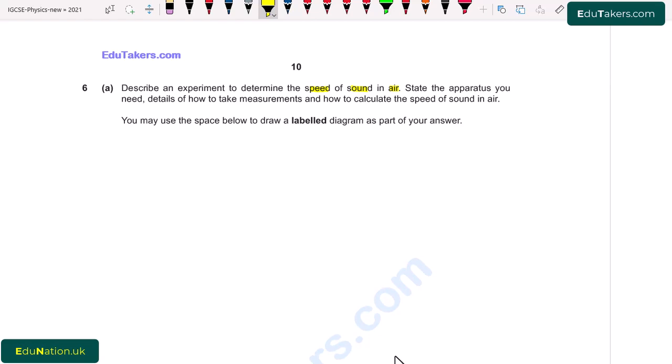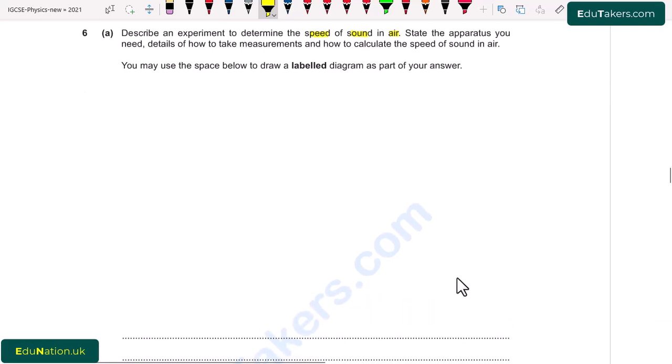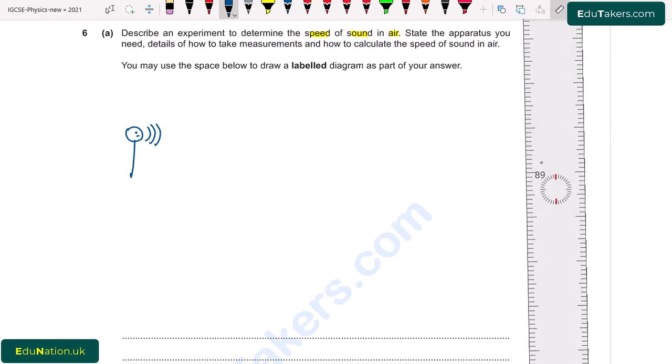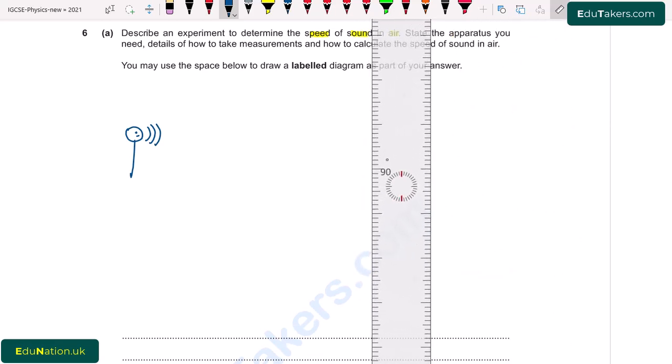So here we have to describe the experiment that is used to calculate the speed of sound in air. For this we need different things. First of all, we have an observer at one end that produces the sound, and there will be a wall that must be reflecting on the other end. So first of all, I draw here the observer. This observer produces the sound, and there is a wall at the other end, and the distance between them is x.